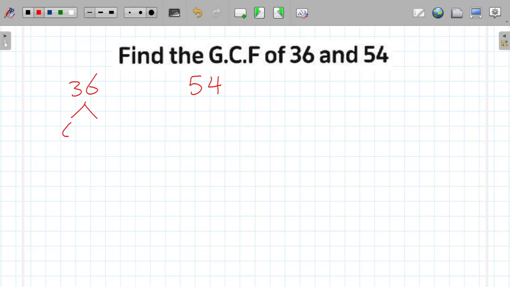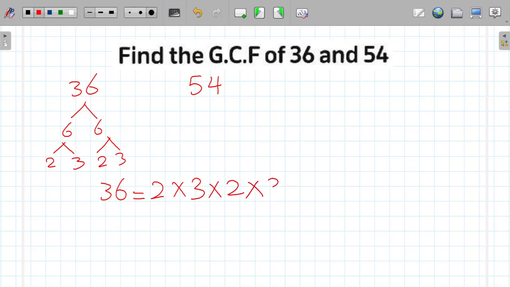36 equals 6 by 6, and 6 equals 2 by 3, and 6 equals 2 by 3. So 36 equals 2 by 3 by 2 by 3.